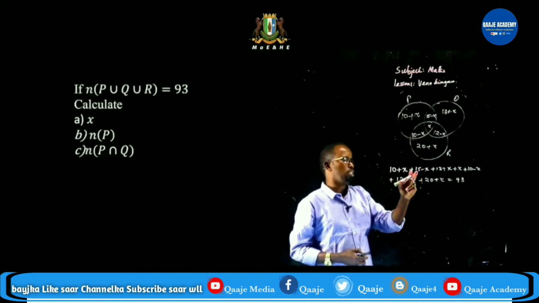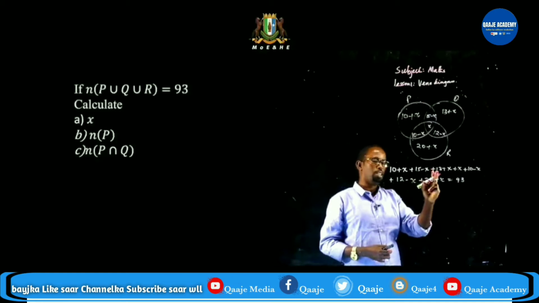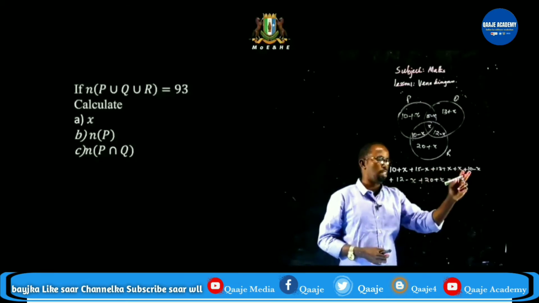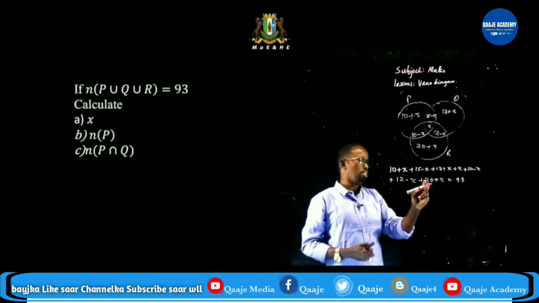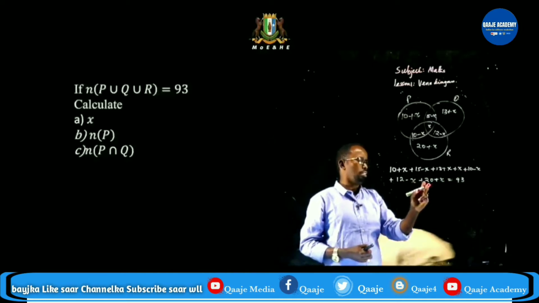10 plus 15 is 25, plus 13 is 38. 38 plus 10 is 48. 48 plus 12 is 60. 60 plus 20 is 80.